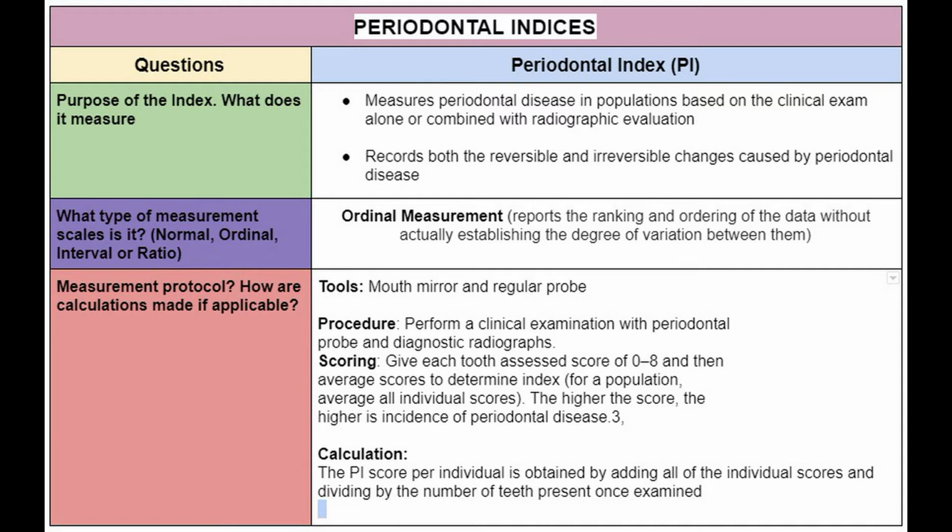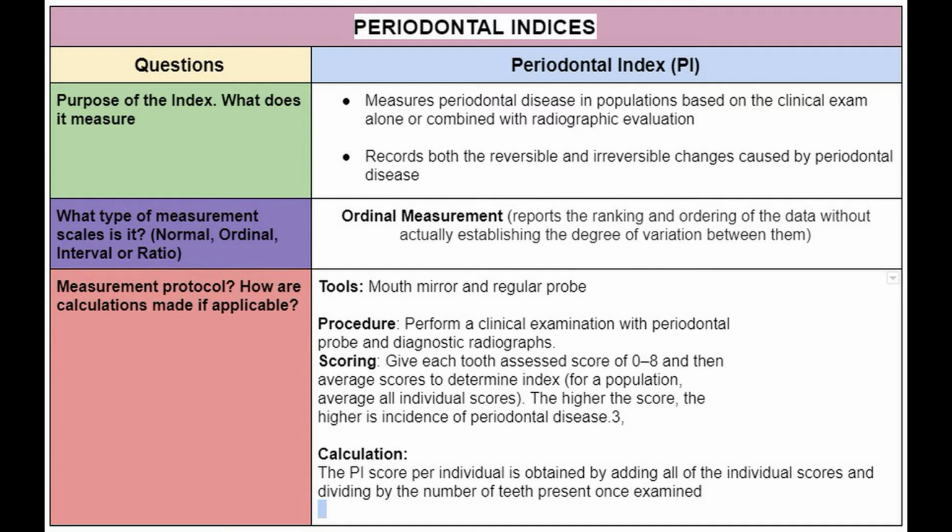For its procedure, it performs a clinical examination with periodontal probe and diagnostic radiographs. As for its scoring, each tooth is assessed a score of 0 to 8 and then average scores to determine index. If calculating for a population, average all individual scores. The higher the score, the higher its incidence of periodontal disease.